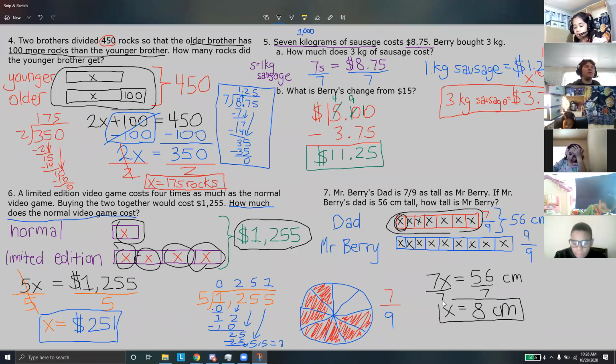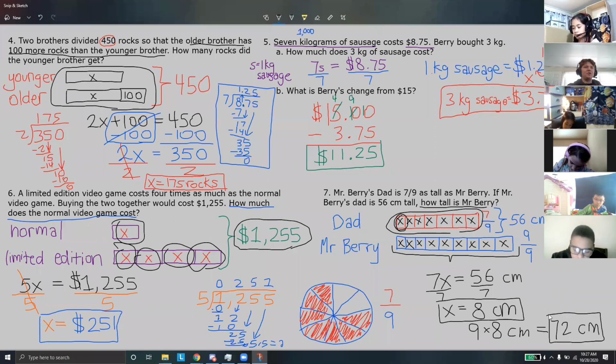And remember, the last step we do is we need to make sure that our answer is correct, or our answer makes sense. And so it says, how tall is Mr. Barry? Well, Mr. Barry is not 1x tall, is not 8 centimeters tall. Mr. Barry is 9 x's tall. So in order to find out what that is, we would just do 9 times how much 1x is, 8 centimeters. 9 times 8 centimeters is 72 centimeters.